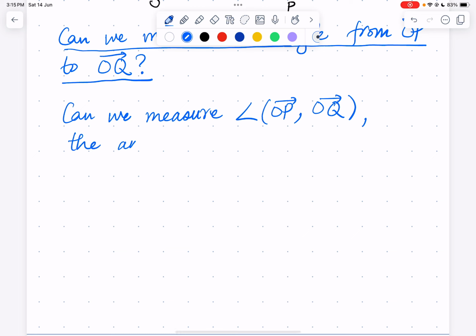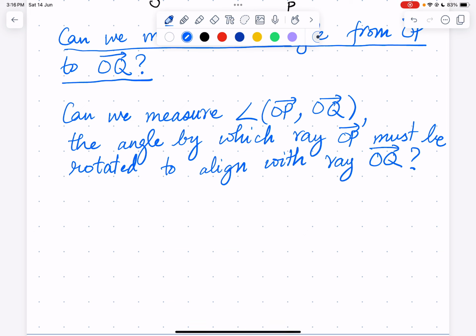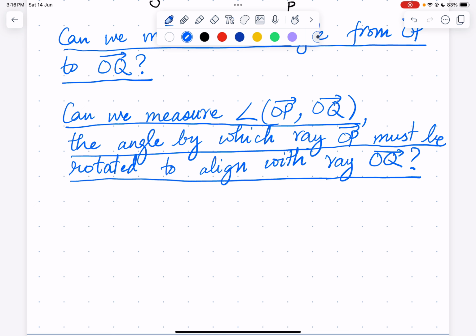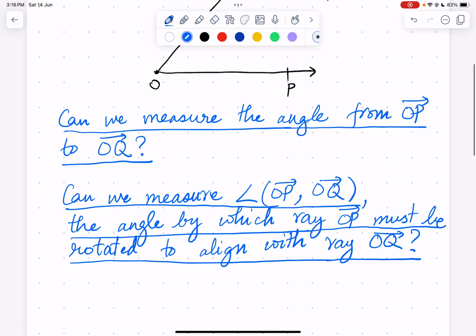The angle by which ray OP must be rotated to align with ray OQ. Can we measure this angle? So given two rays, can we measure the angle from OP to OQ, from one ray to another?